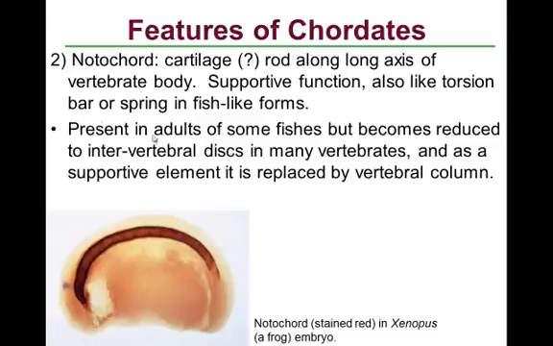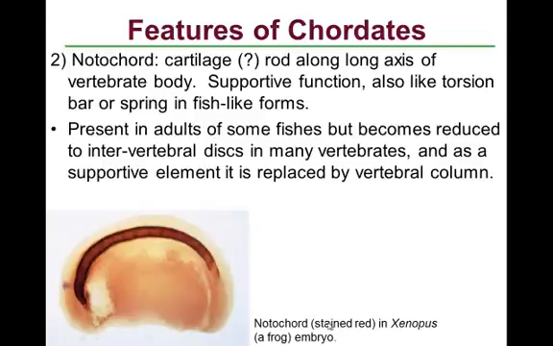Now, it is present in the adults of some fishes, but it becomes much reduced to just intervertebral discs in many vertebrates, including mammals, reptiles, birds. And so as a supportive element, it is replaced in these groups by the vertebral column.